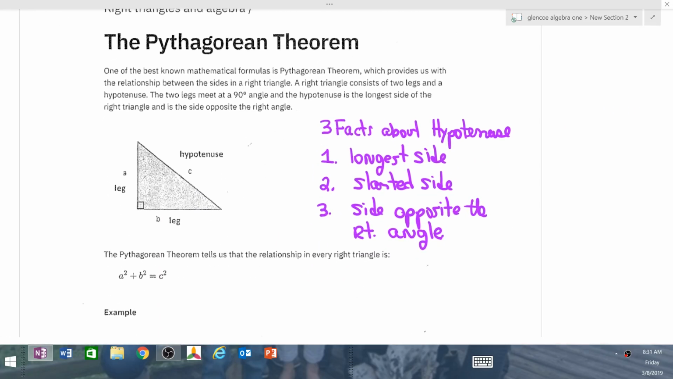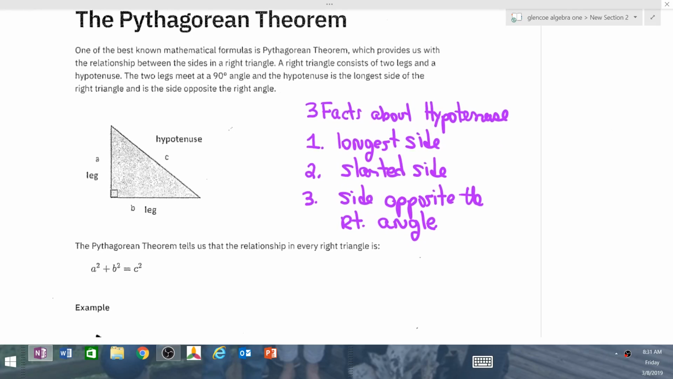We're talking about the Pythagorean Theorem. We want to look at a right triangle. The Pythagorean Theorem deals with the relationship that exists between the two sides, side A and B, which are called the legs, and side C, which is called the hypotenuse.